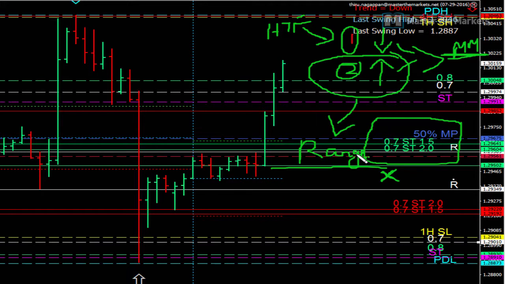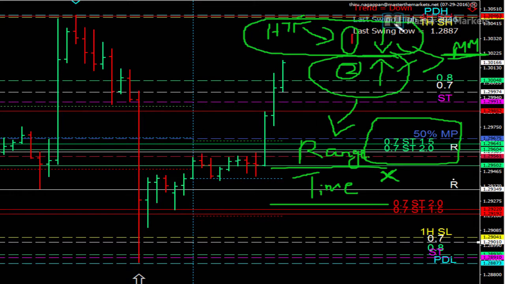Next thing, time. You need to do your time-based studies as well. By what time does it need to take out the range? What time does it need to fill the range? By what time does it need to take out the previous day's high? What time does it need to take out the previous day's low? All those time-based studies you need to do as well. And if the lower time frame overrides those time-based studies and stats that you have, then again, you will not take the trade according to the bias of the higher time frame. Okay, so these are the things you need to consider.